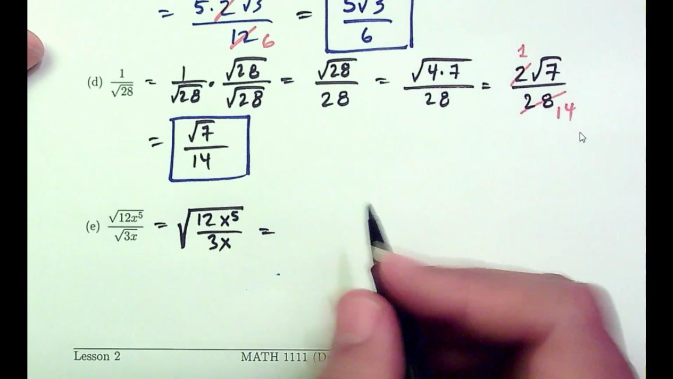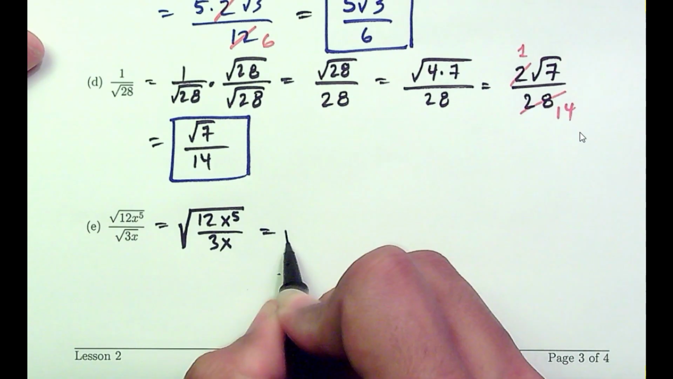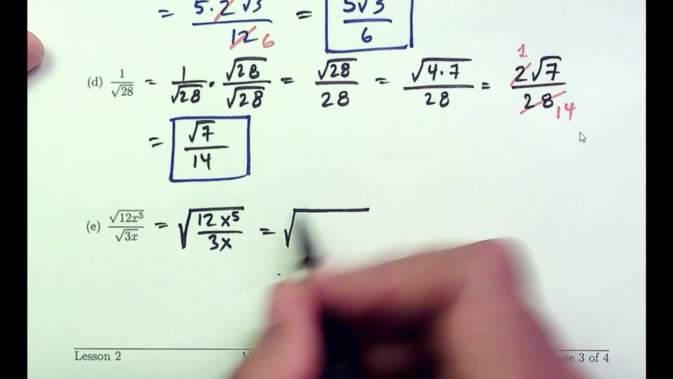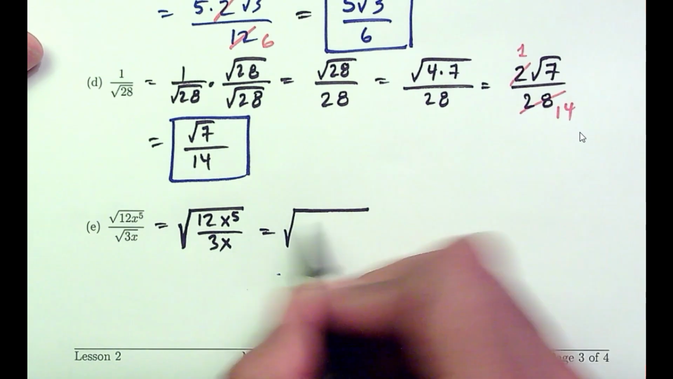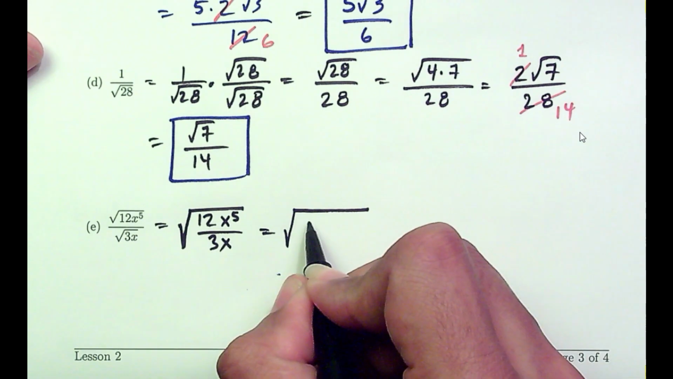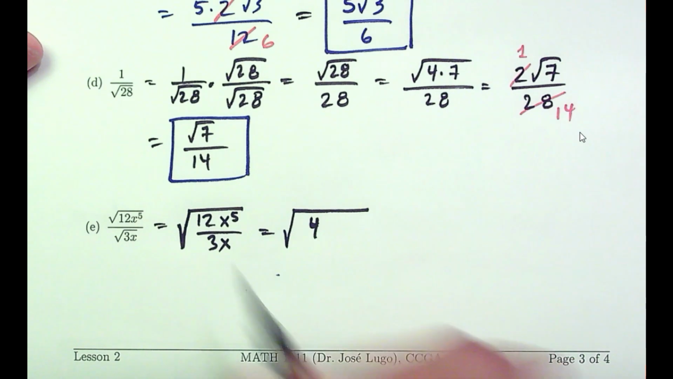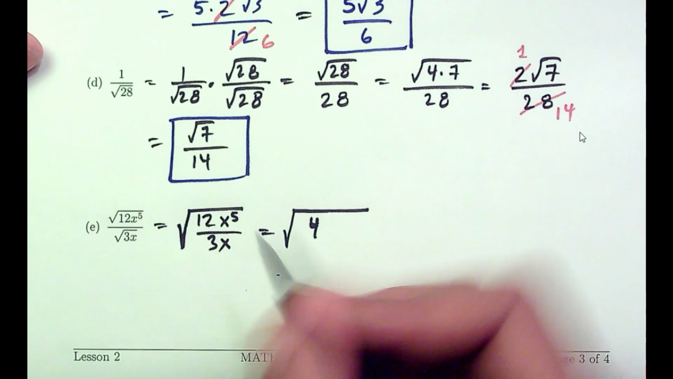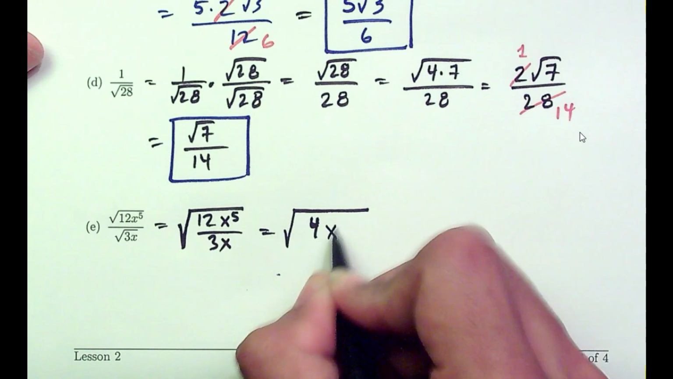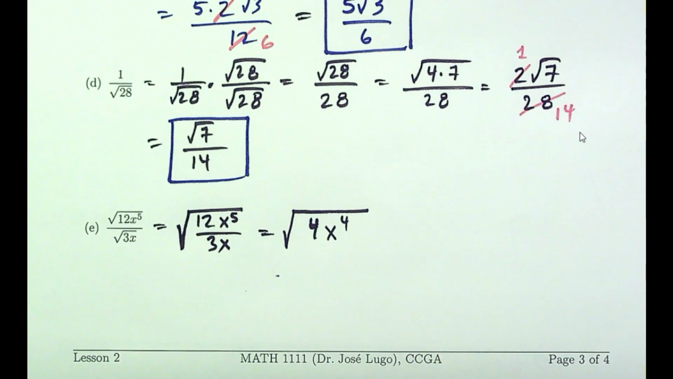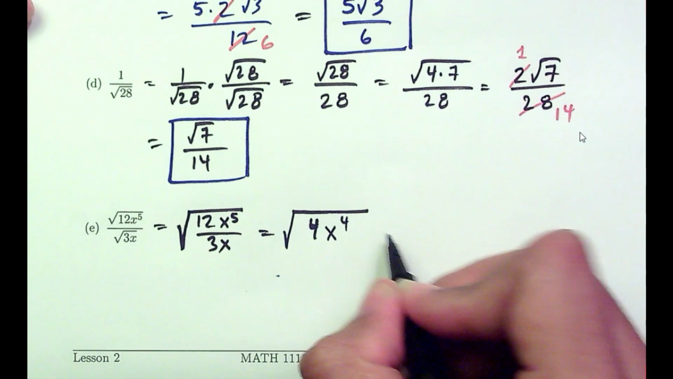Now we can simplify that fraction inside the square root. Dividing 12 by 3, we cancel a 3 from both top and bottom, and we get 4. Then simplifying the x's, you have x to the 5 on top and 1 on bottom, so subtracting the exponents, you get x to the 4. X to the 5 divided by x is x to the 4. You subtract the exponents. Alright, and this is what we get.